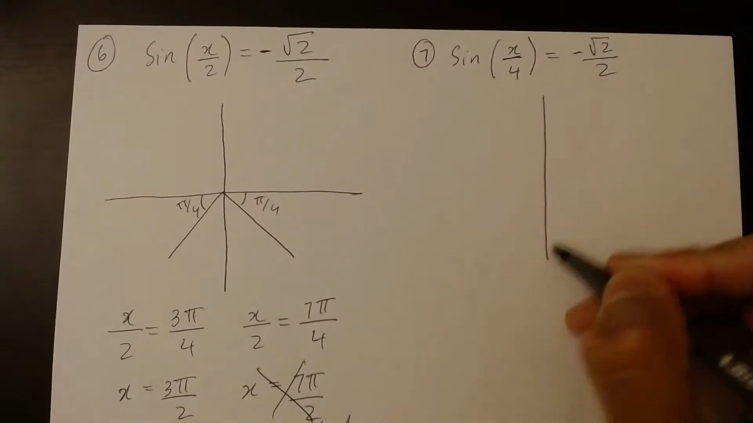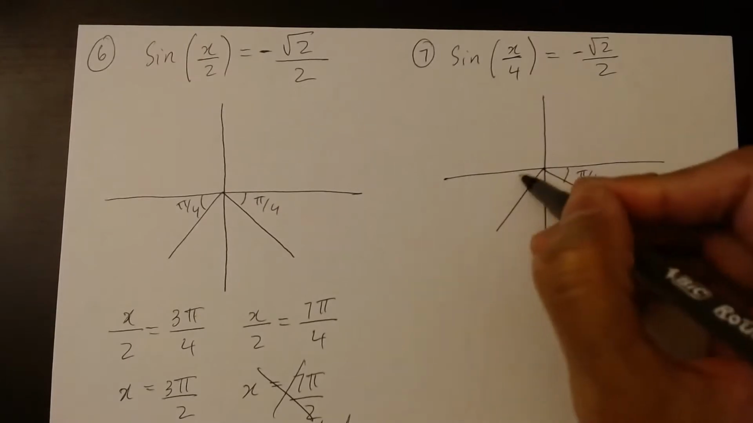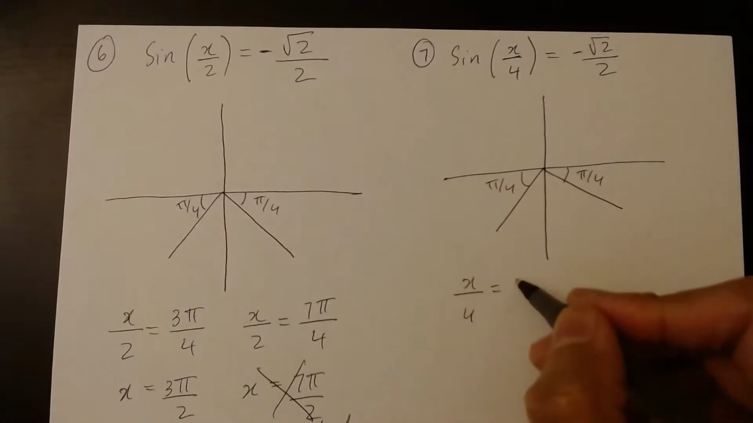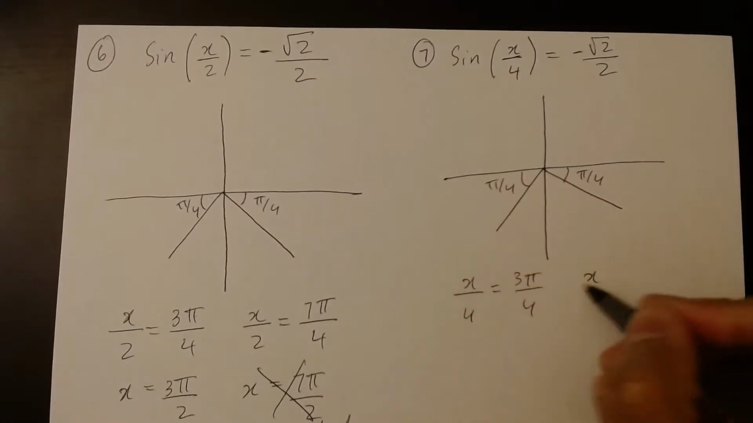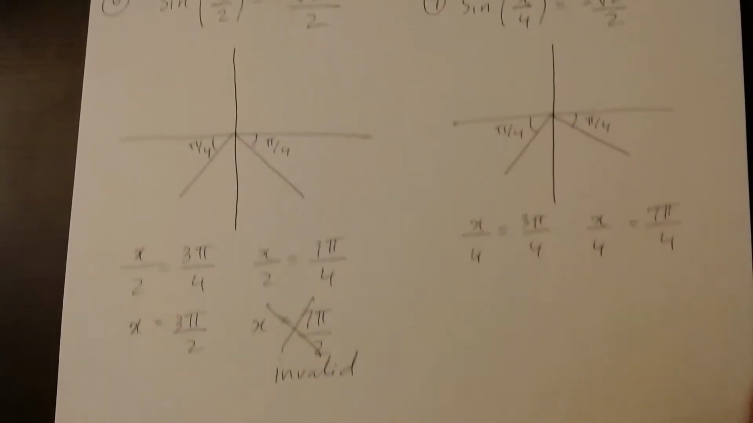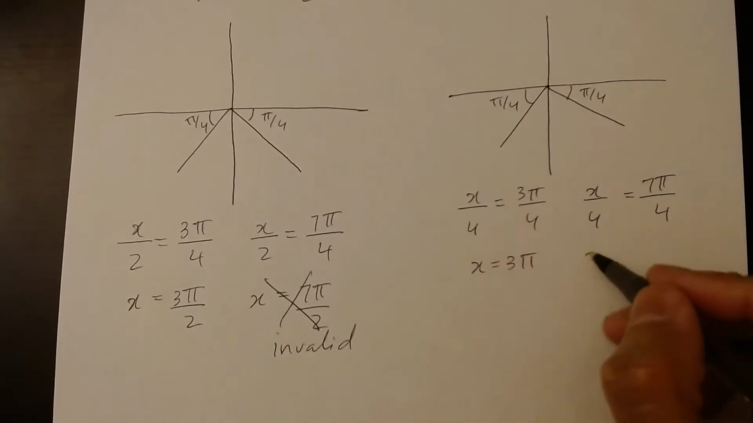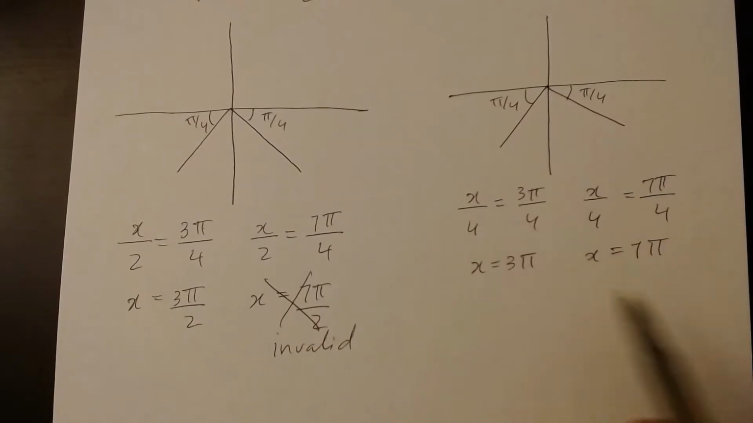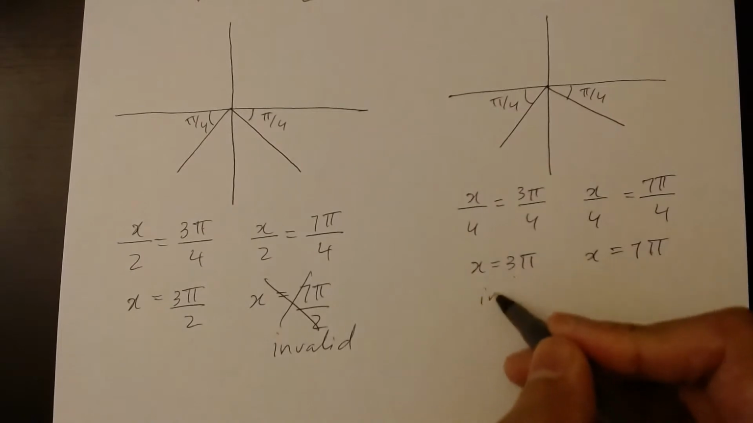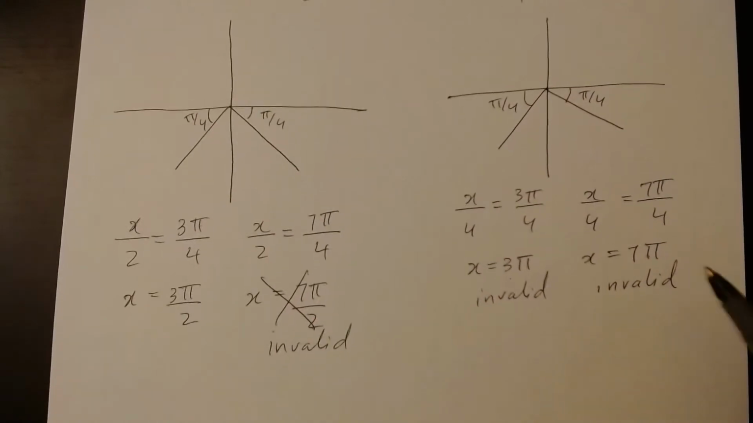And if you evaluate this one, the steps are all the same: same quadrants, same acute angle, same solutions. So x over 4 equals 3 pi over 4, and x over 4 equals 7 pi over 4. But now when we cross multiply, guess what happens? This is going to become 3 pi, and this is going to become 7 pi. And if you look at these 2 solutions, they're both bigger than 2 pi, which means they're both invalid, which means there are actually no solutions in this question.